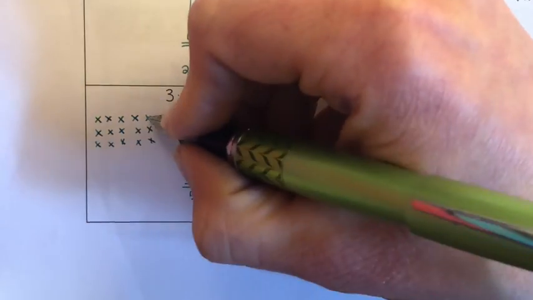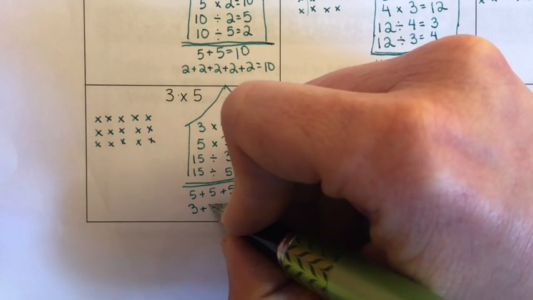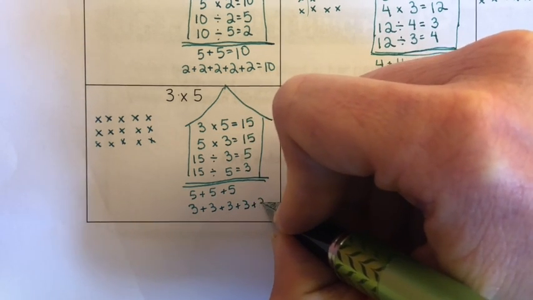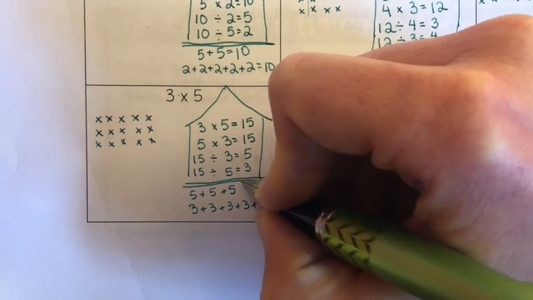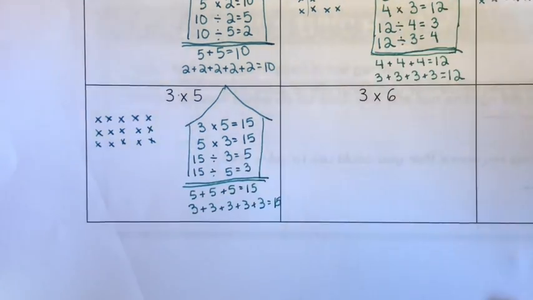And then I've got 3 plus 3 plus 3 plus 3 plus 3. 3, 2, 3, 4, 5 groups of 3 is 15. And I should always put, for an equation to be balanced, it needs to have an equal sign, right?